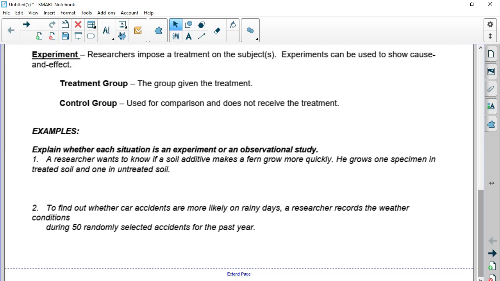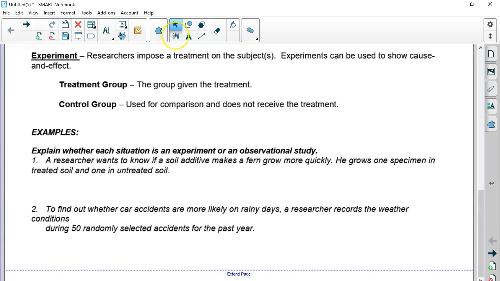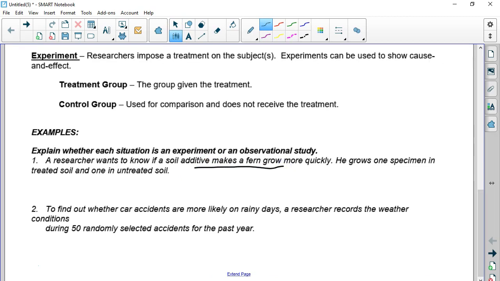Explain whether it's an experiment or an observational study. A researcher wants to know if a soil additive makes a fern grow more quickly. He grows one specimen in treated soil and one in untreated soil. Well, first off, right off the bat, when it says wants to know if this makes a difference, what makes it grow more, you know you're trying to prove cause and effect. So right there, you know it's an experiment. Now, beyond that, if you have one with treated and one with untreated, again, that's your treatment group and your control group.